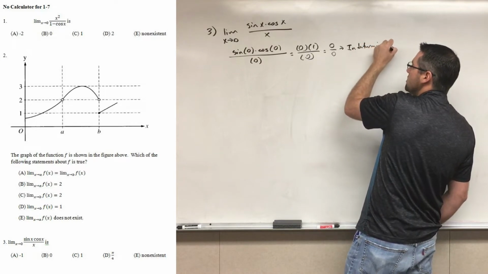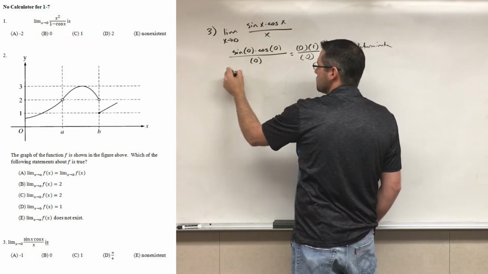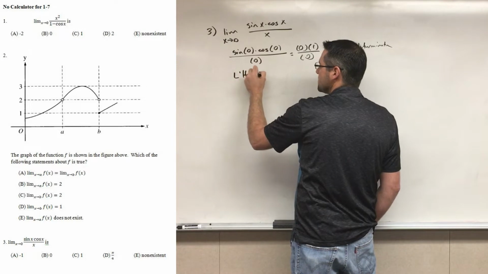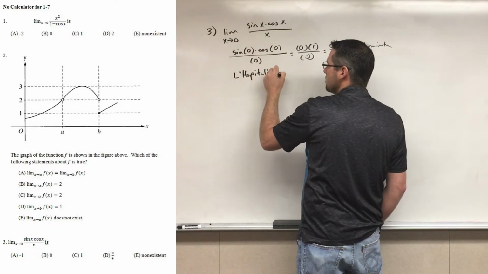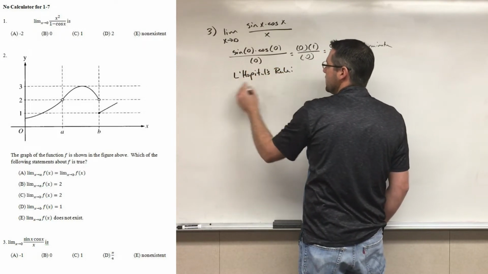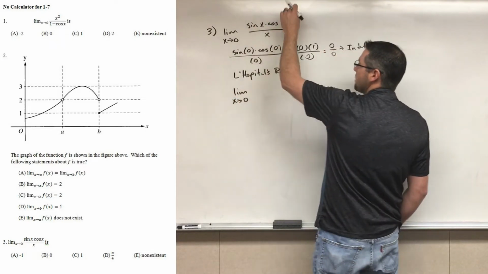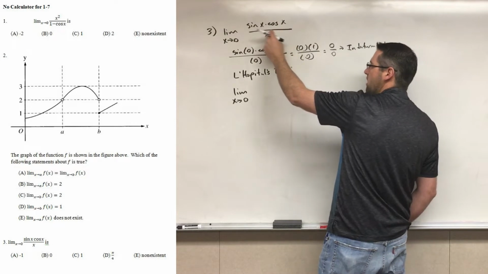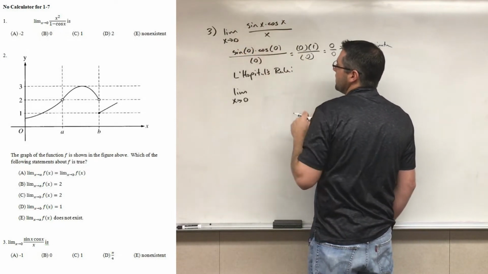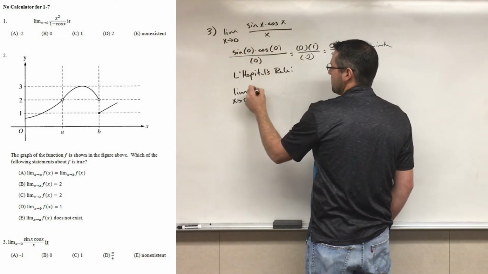So we apply L'Hopital's rule. L'Hopital's rule is going to be the limit as x approaches 0 of the derivative of the top over the derivative of the bottom. Well, the derivative of the top is going to end up being a product. So we have to apply the product rule.